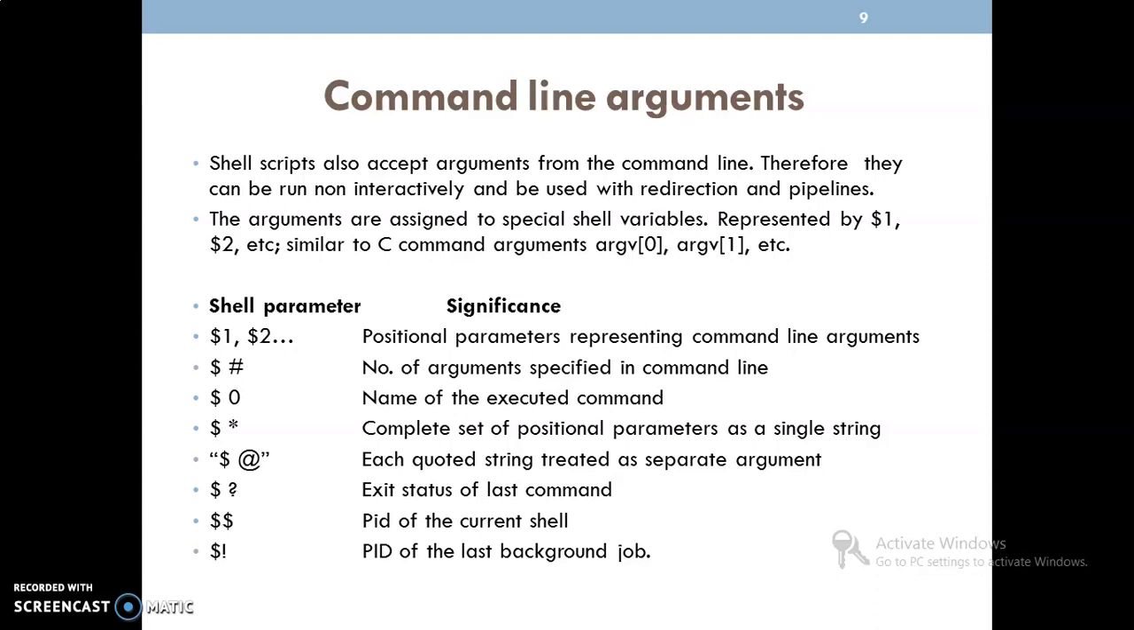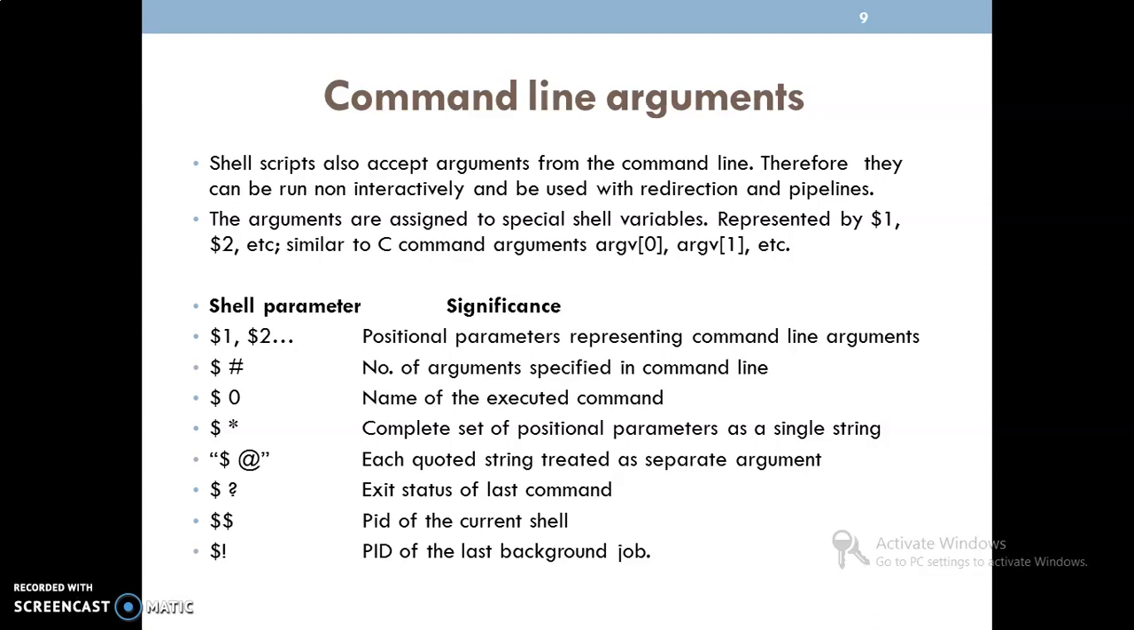If I use $1, that indicates the first argument. If I use $2, it is the second argument. If I use $3, then the third argument. That way we can use the positional parameters. Next, $# is the number of arguments specified in the command line, which we use to count the total number of arguments we passed.